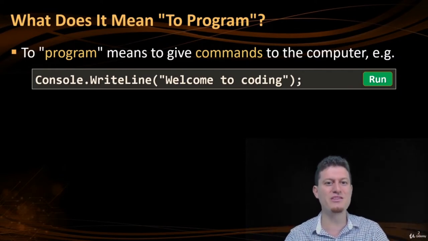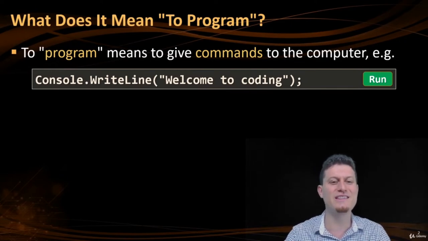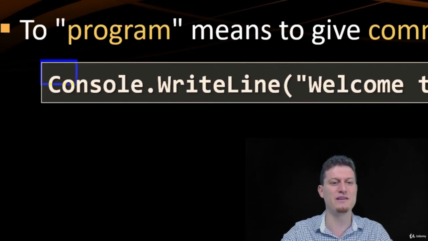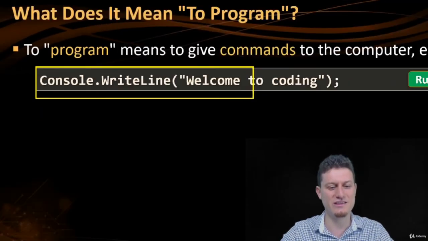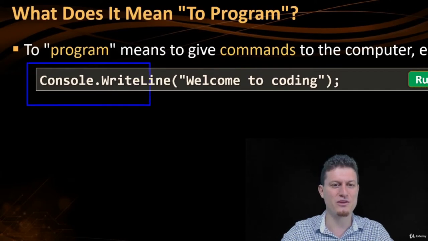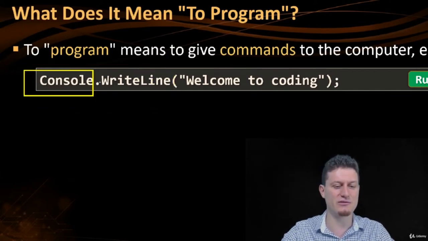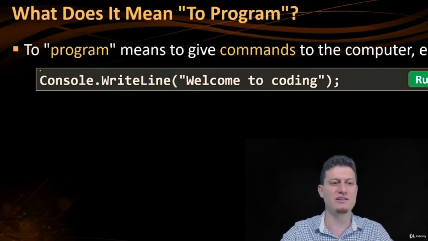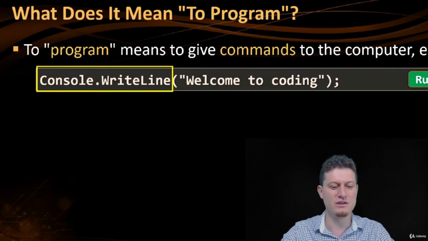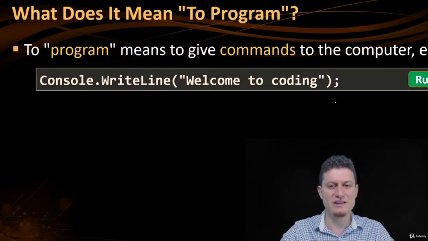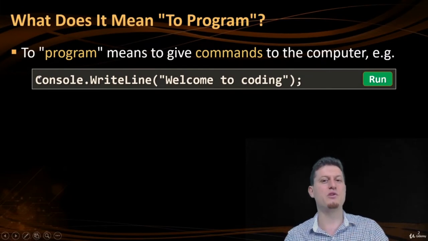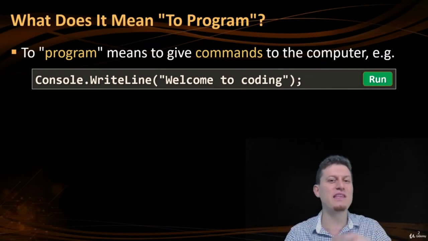To program means to give commands to the computer and tell the computer, please do something, please enter some data, or please do some calculation, or print something, or take something and move it to another location, things like that. This is an example of a simple command, Console.WriteLine, and in brackets we give some text. The console is some kind of object and WriteLine is some kind of action. So we ask the computer, please write on the console this line holding this text. We'll learn a little bit more about commands later, but now just take this as an example.